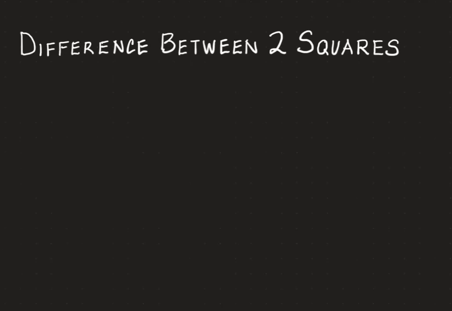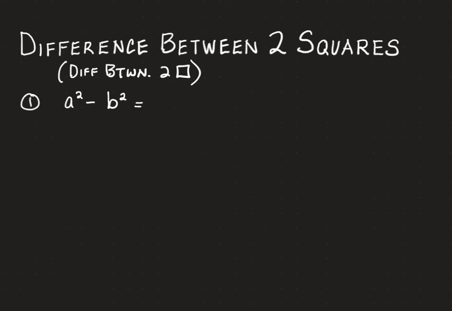A second type of factoring is the difference between two squares, or DB2S. No, really, just kidding. However, you will probably see me abbreviate this way. Whenever you hear the word difference, think subtraction. And here we have a squared, our first square, minus b squared, the second square, the difference between two squares. And it breaks out into this formula. The square root of the first term plus the square root of the second term. Put that in parentheses, and then take the square root of the first term minus the square root of the second term. So it factors to a plus b times a minus b.